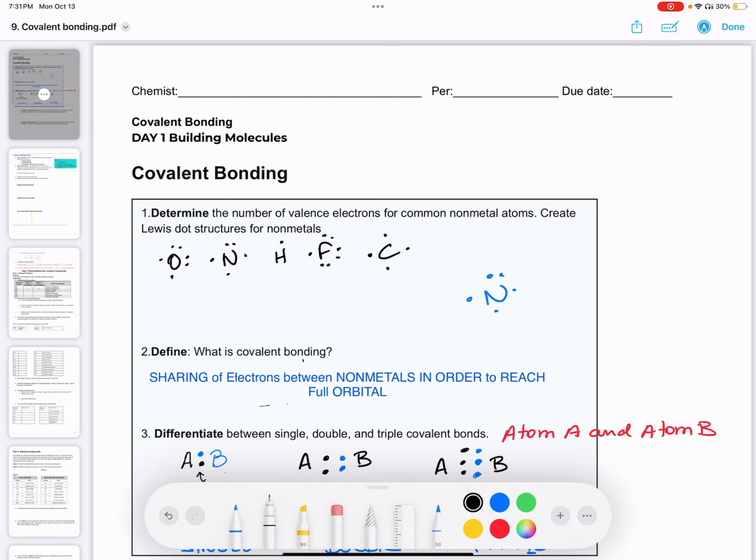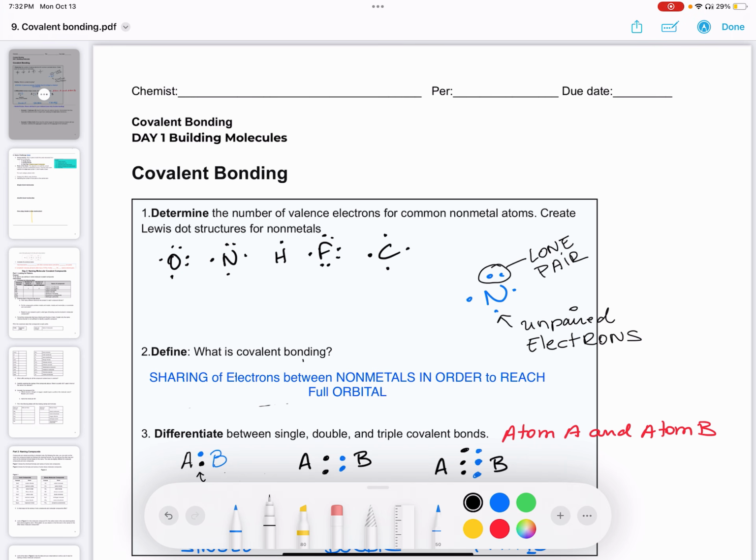Okay. So those electrons, they actually have a name. This pair of electrons right here is called a lone pair. Okay, it's called a lone pair. And then each single one of those are called unpaired electrons.